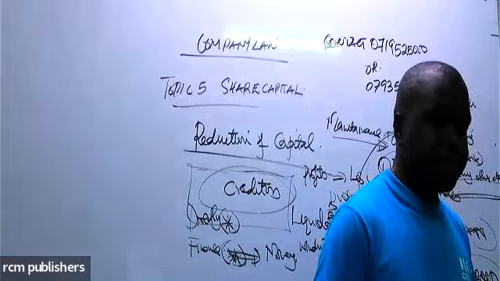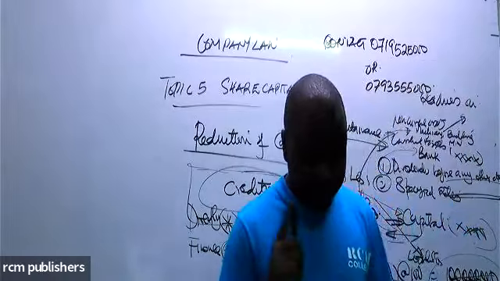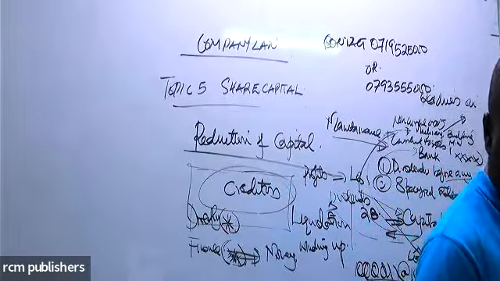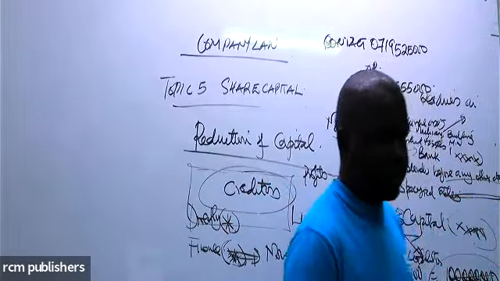You need to remember the steps. That's why I told you the examiner can test. You need to remember those steps for variation of class rights. I think it is 3 times in the past papers. It has been tested in 3.